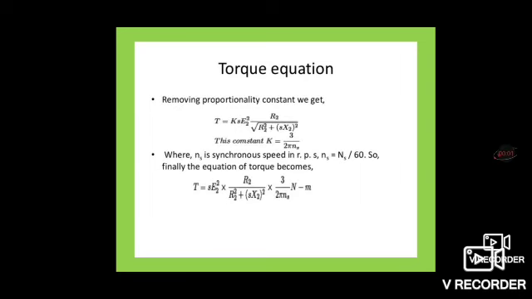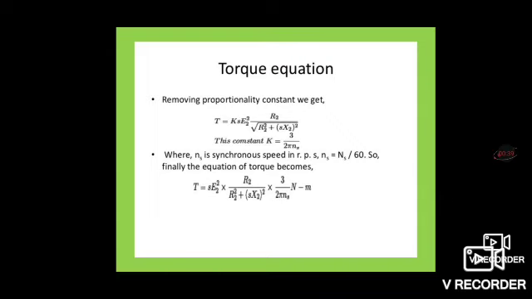Removing the proportionality constant, we get torque as K s E2 squared R2 divided by R2 squared plus (sX2) the whole squared. The constant K is 3 divided by 2 pi Ns, where Ns is the synchronous speed in RPS, equal to capital N s in RPM divided by 60. So finally the equation of torque becomes torque equal to s E2 squared R2 divided by R2 squared plus (sX2) the whole squared, times 3 divided by 2 pi Ns, where 3 divided by 2 pi Ns is the constant K.